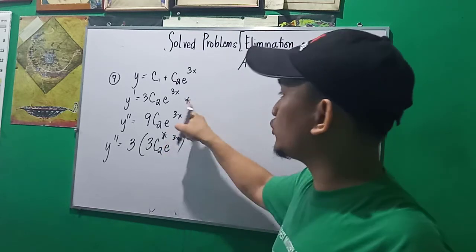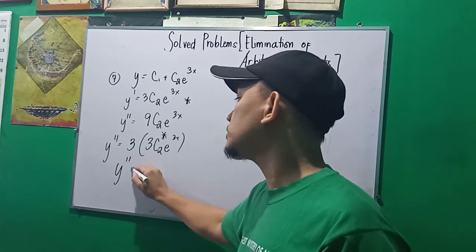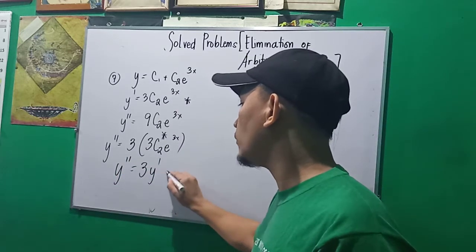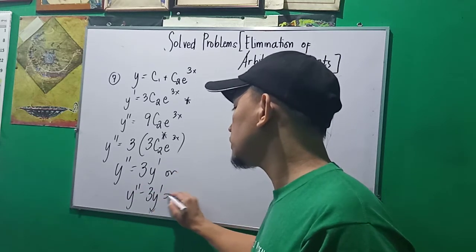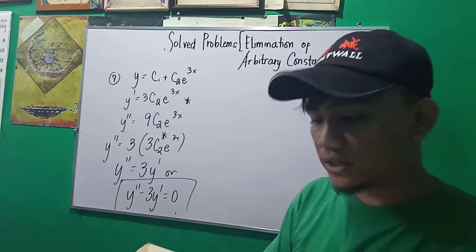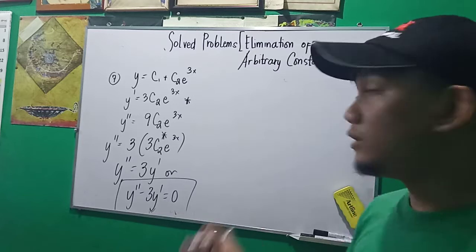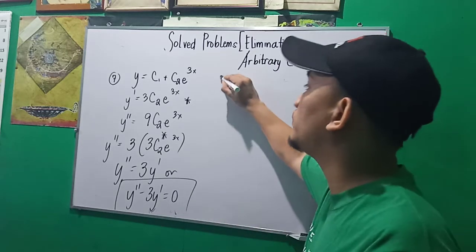Diba ito at saka ito parehas. Then, ibalik natin. Therefore, y double prime is equal to 3y prime. Or, y double prime minus 3y prime is equal to 0. So, yun ay magiging final answer natin, mga lodi. Okay? So, ano pa yan? Marami pa tayong mga ganyang klase ng problem. So, we just have to manipulate.